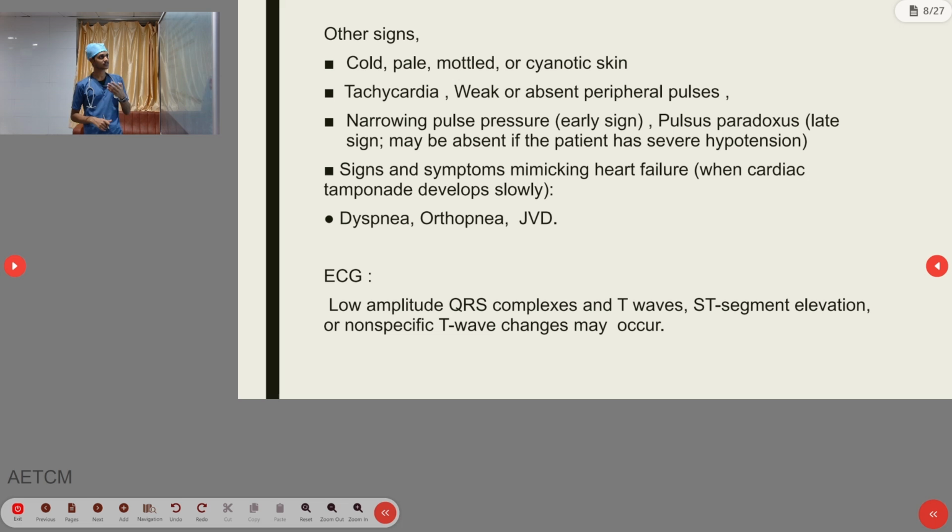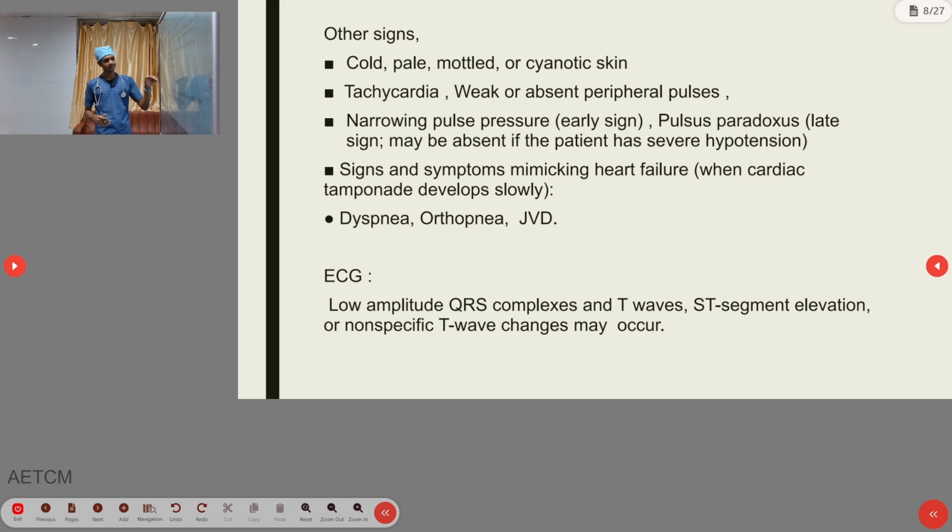Other signs include cold, pale, mottled or cyanotic skin, tachycardia, and then weak or absent peripheral pulses, narrowing pulse pressure, pulsus paradoxus. It will also mimic the signs and symptoms, or clinical features, of heart failure, like dyspnea, orthopnea. Jugular venous distension we can also see in the case of cardiac tamponade.